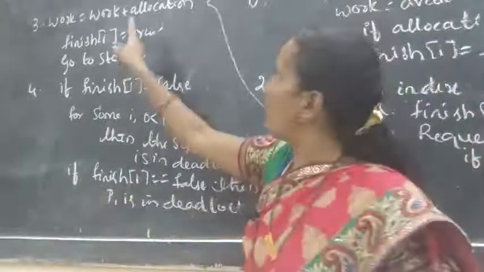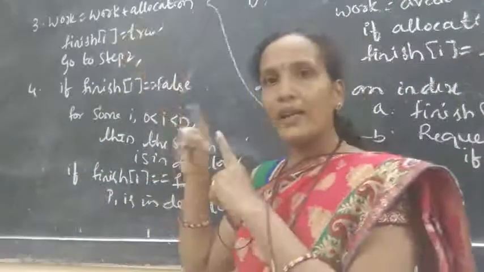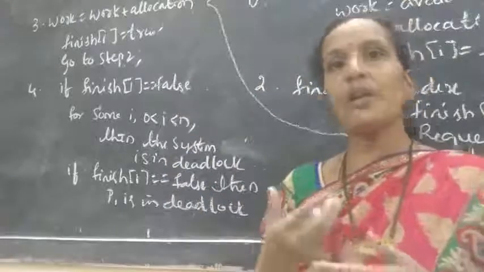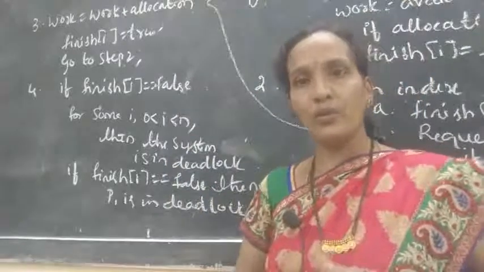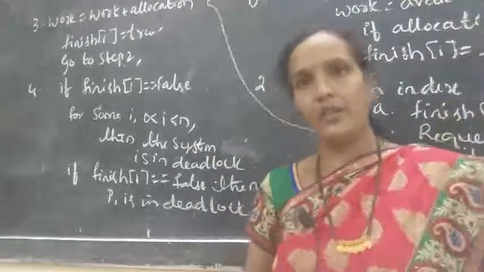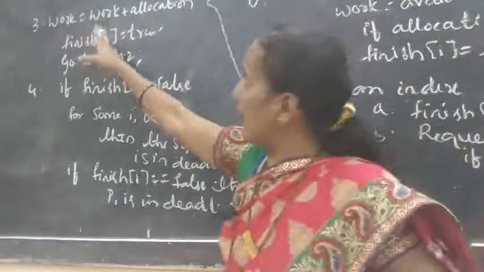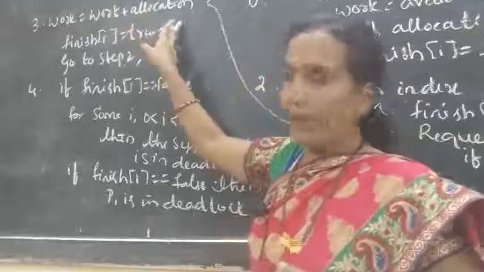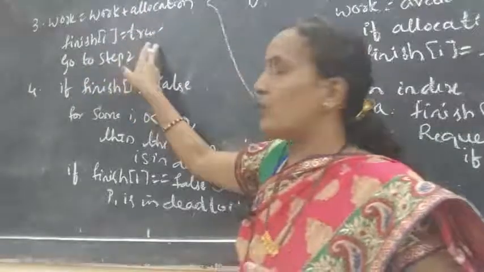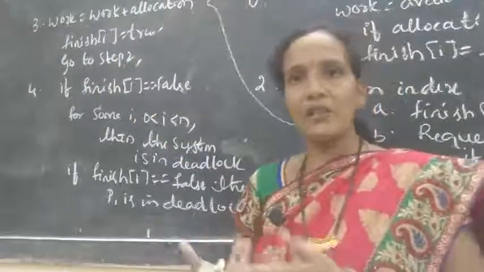Here, what is the third step? Work equals work plus allocation. In order to give the new resources, what do you have to do? Whatever resource was already allocated to that process should be collected first. That is why work equals work plus allocation. Next, finish of I equals true, which means that process will complete its execution.